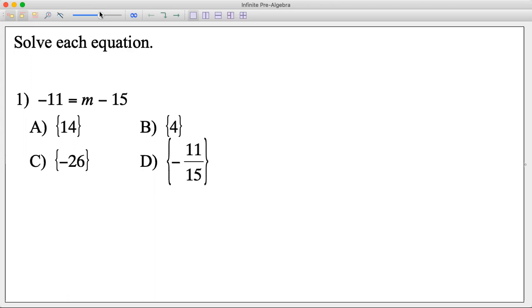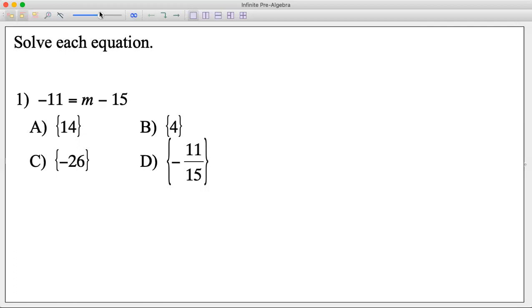Lastly, to get rid of things, you do inverse operations. The inverse of subtraction is addition. The inverse of addition is subtraction. The inverse of multiplication is division. The inverse of division is multiplication. All right, those are your four inverses. That's it. Those are the rules.